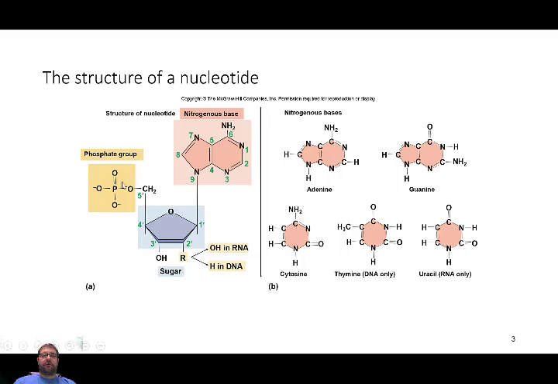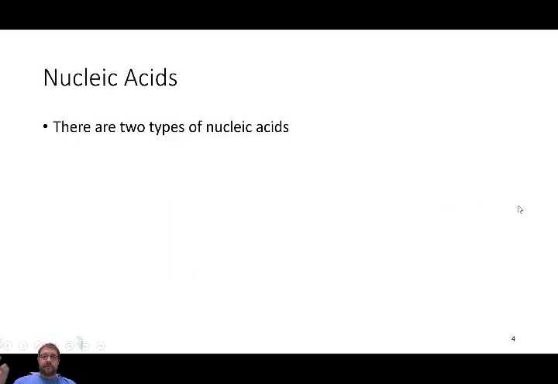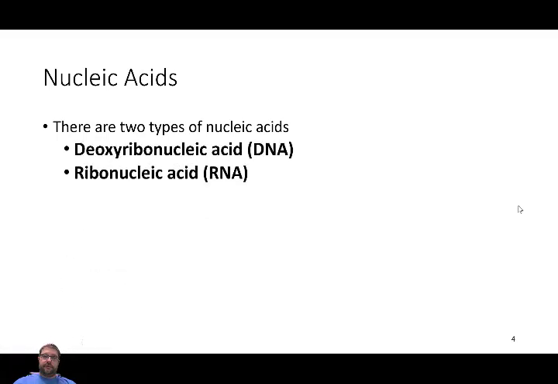Then again, coming off that 5' or that 5th carbon, there's a phosphate group, and this doesn't change between the different types of nucleic acids. All right? So again, 2 types of nucleic acids: deoxyribonucleic acid and ribonucleic acid. They're very similar to each other, right? But there are a few differences that are important to cover.